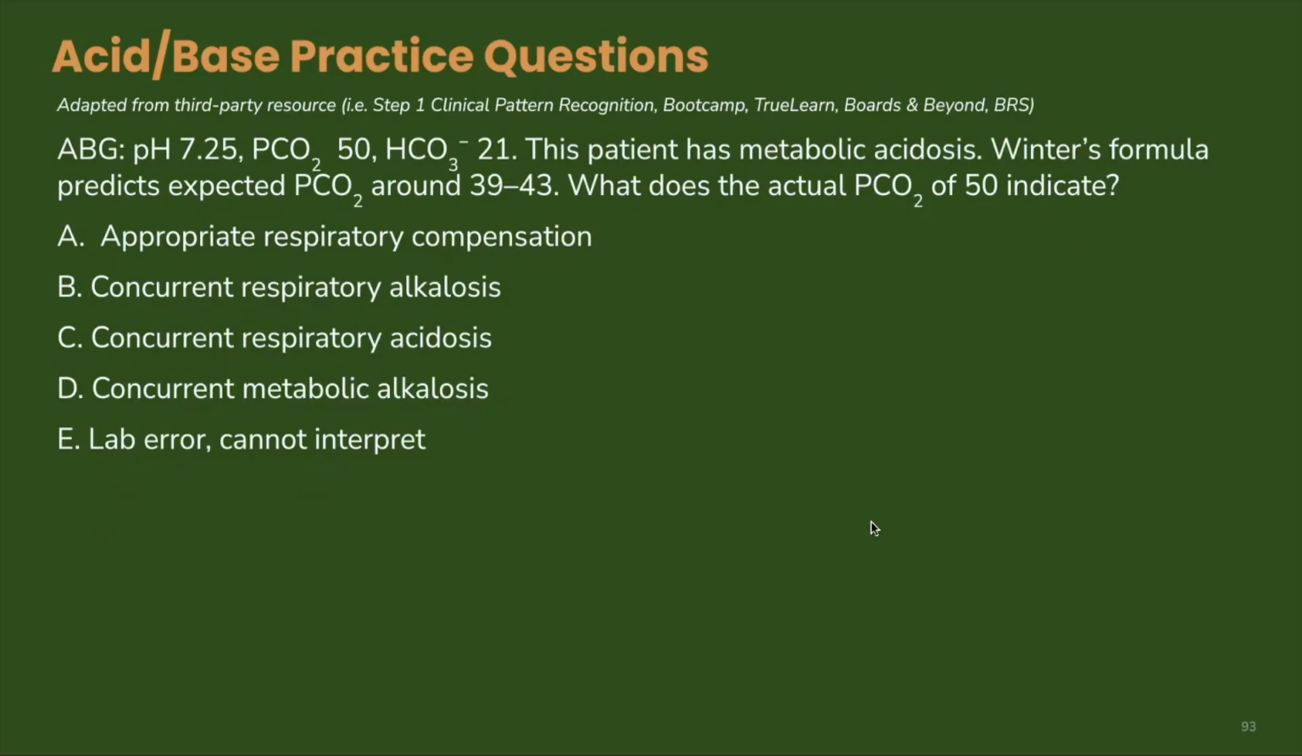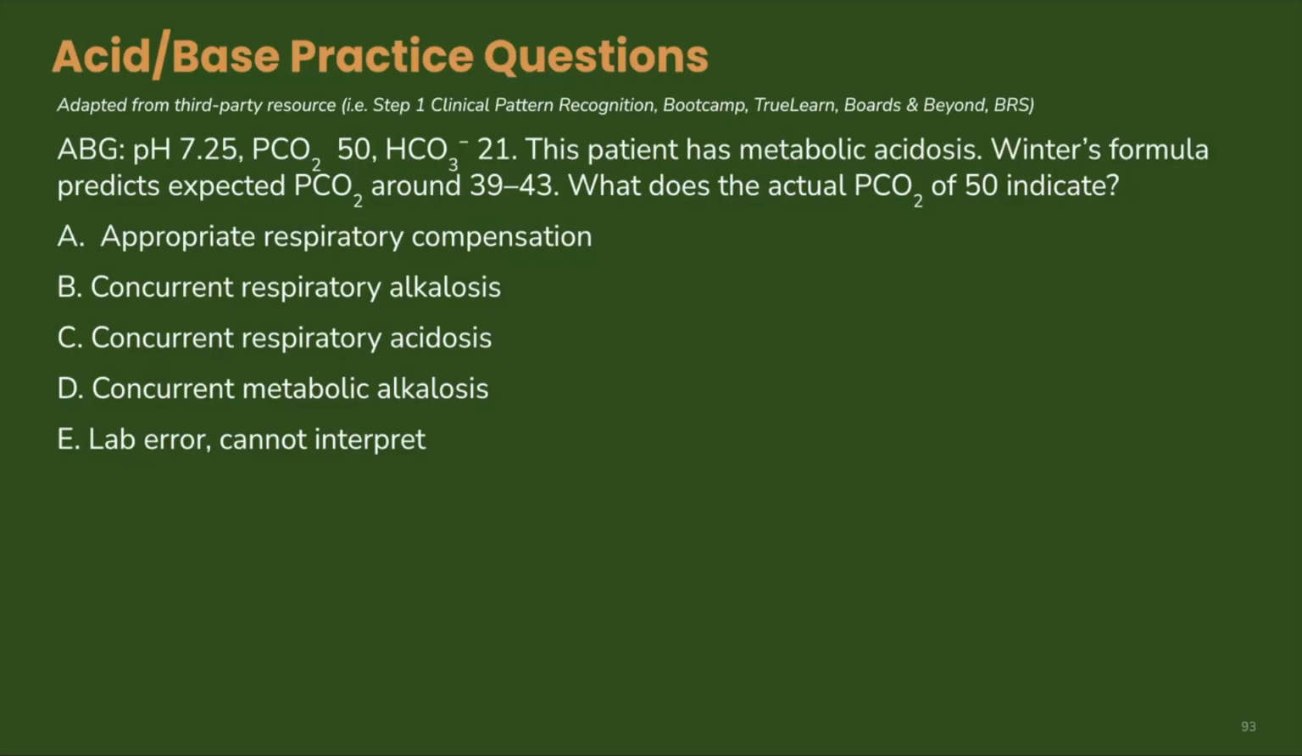Let's do another problem. The arterial blood gas shows that the patient's pH is 7.25, so we are acidotic. Our PCO2 is 50, which is higher than our 40, so we're seeing here this patient has respiratory acidosis. And our bicarb is 21, which, because it's supposed to be 24, tells us we have a metabolic acidosis as well. This patient has metabolic acidosis. All right, we saw it.